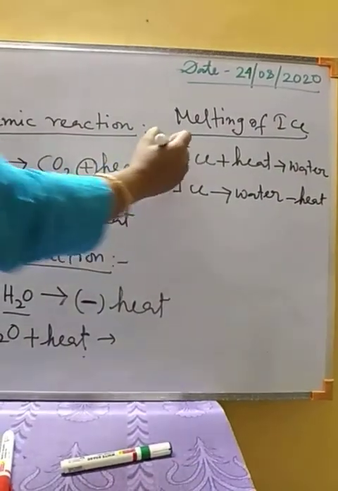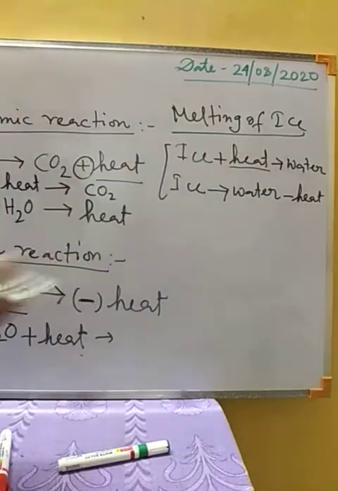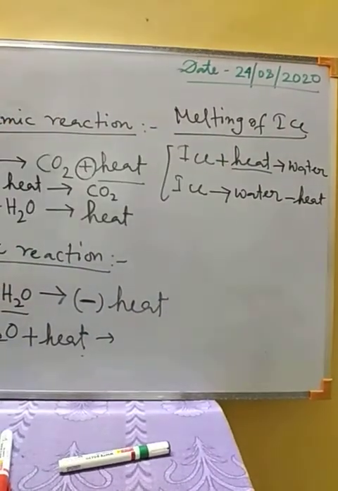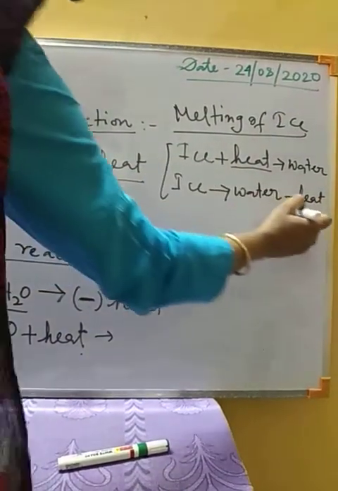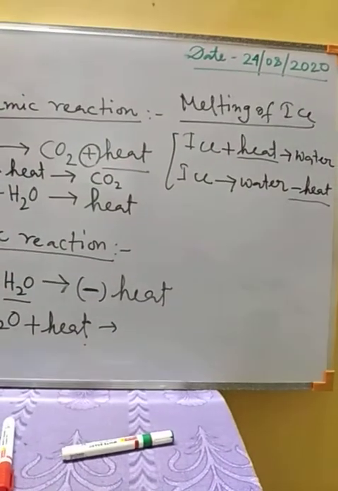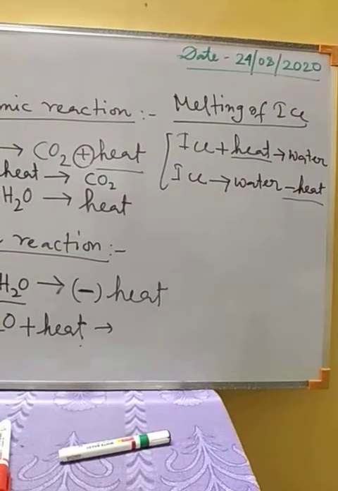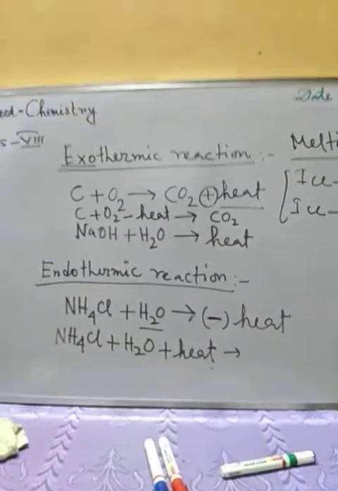These two are the same only. When we write heat on this side, then here we have to write plus, and when we interchange the side, then we have to write minus heat on this side. So these are the differences between exothermic and endothermic reactions.